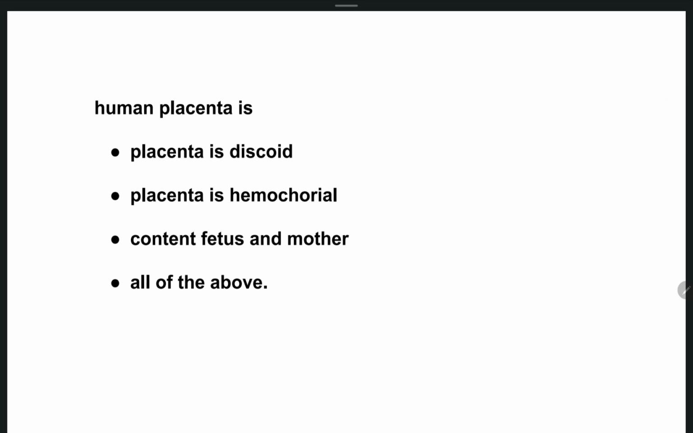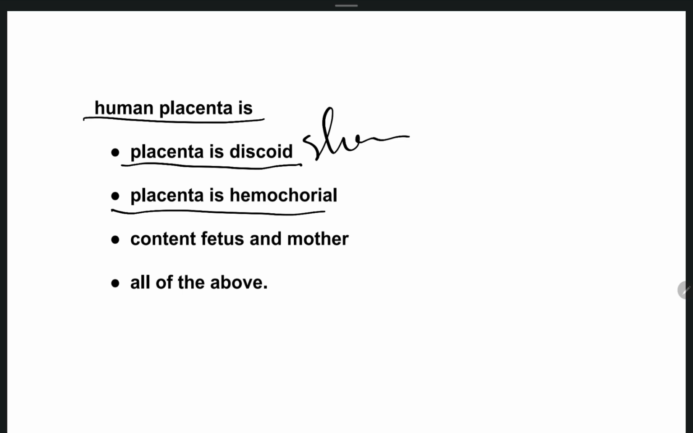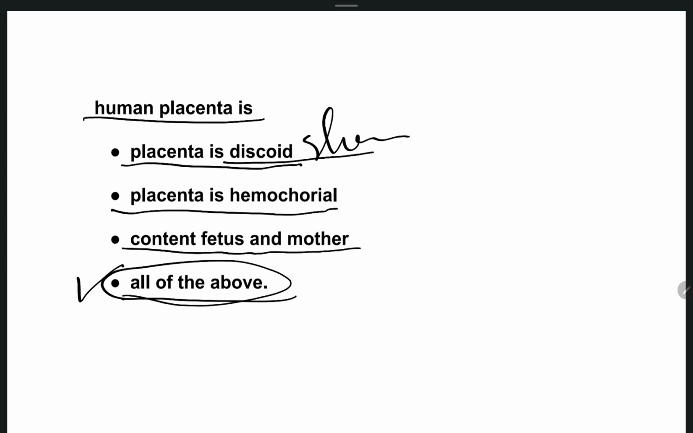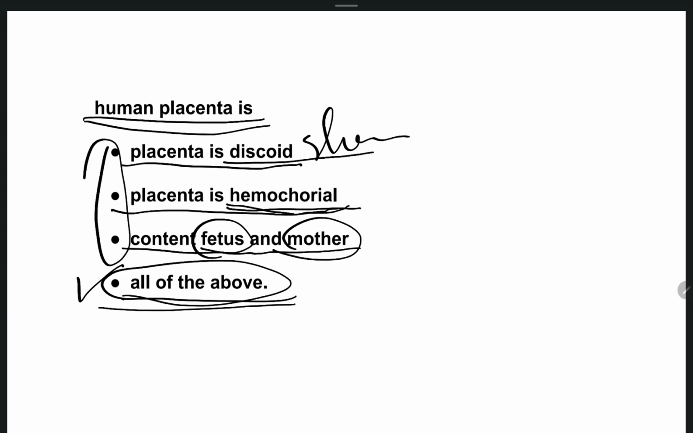The next one is, human placenta is. Options are placenta is discoid shape, placenta is hemochorial, it connects fetus and mother, all of the above. The right one is option D, all of the above. The placenta has a discoid shape and it contains maternal blood, so it is known as hemochorial, and it connects the fetus and mother. So these three options are correct, all of the above regarding human placenta.